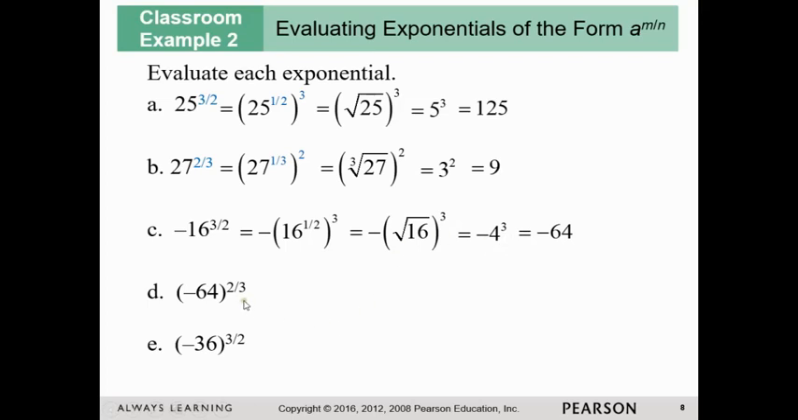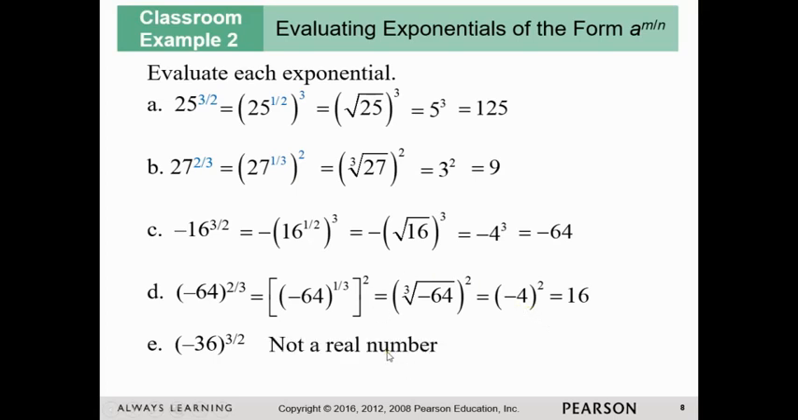Now D, if we rewrite that as negative 64 to the third, which is the same thing as the cube root of negative 64. Remember, we can do this because we've got an odd index and a negative radicand, right? So we can do that. So we end up with negative 4. Then we square negative 4, and we get 16.